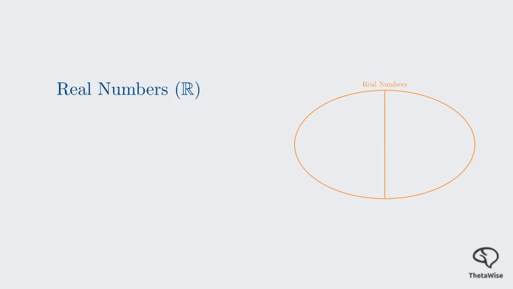One side contains all the rational numbers, and the other side contains all the irrational numbers. Remember, no number can be both rational and irrational. Within the rational numbers, we have a smaller group called integers. These are whole numbers and their negative counterparts.